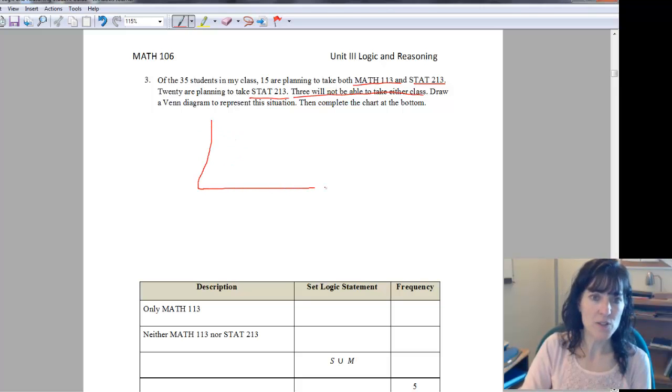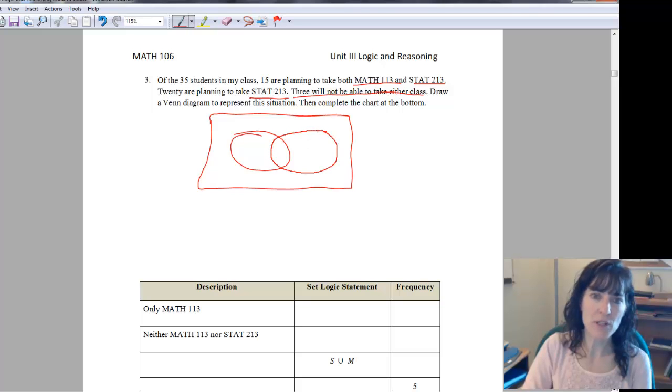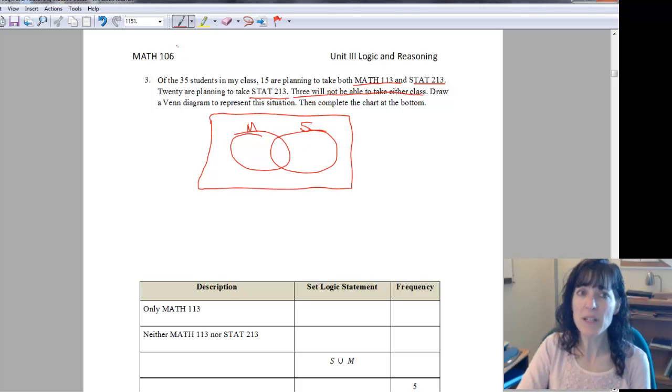All right, so we're drawing our Venn diagram. I've got two circles because there were two categories of people that were mentioned. We had the math and the stats bound people. And then we had some that weren't going to be able to do either, and that's fine because they'll be in our universe. So the universe we figured out, we were told, was 35 students.